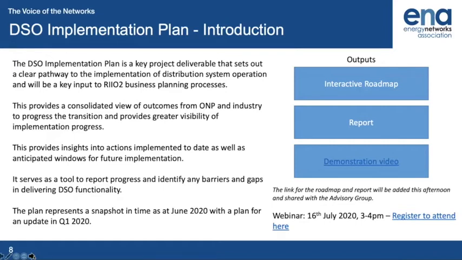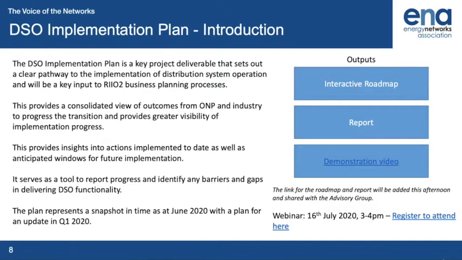So the roadmap's been prepared under Workstream 3 of the Open Networks, and the idea is to provide visibility of actions undertaken by all of the electricity networks and system operators to deliver distribution system operation and net zero ready networks capable of supporting the transformation of the energy systems to a smarter grid, a future low carbon economy and the UK's net zero targets. And the purpose of the roadmap is to provide insights into DSO functionality that's already implemented to date, as well as anticipated windows for future implementation.